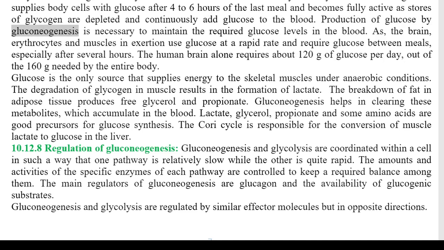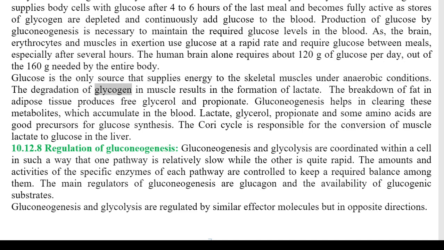Production of glucose by gluconeogenesis is necessary to maintain the required glucose levels in the blood. As the brain, erythrocytes and muscles in exertion use glucose at a rapid rate and require glucose between meals, especially after several hours. The human brain alone requires about 120 g of glucose per day, out of the 160 g needed by the entire body. Glucose is the only source that supplies energy to the skeletal muscles under anaerobic conditions.